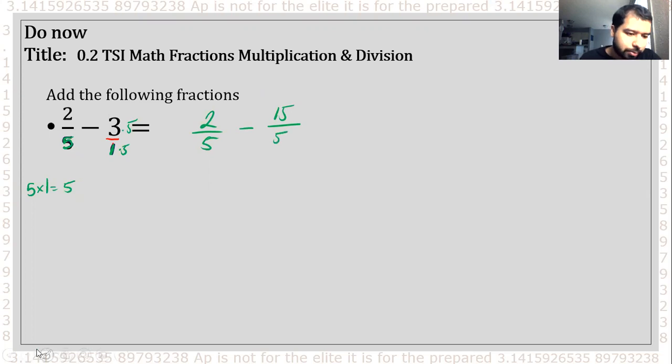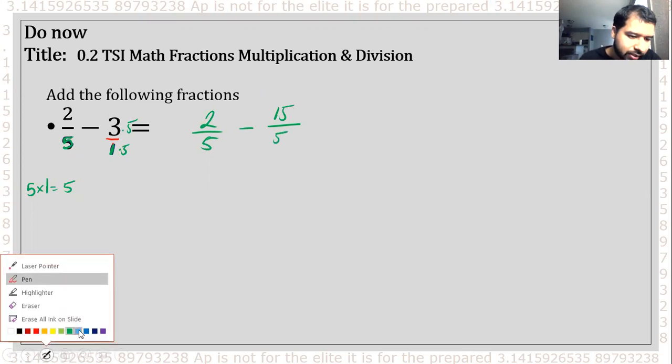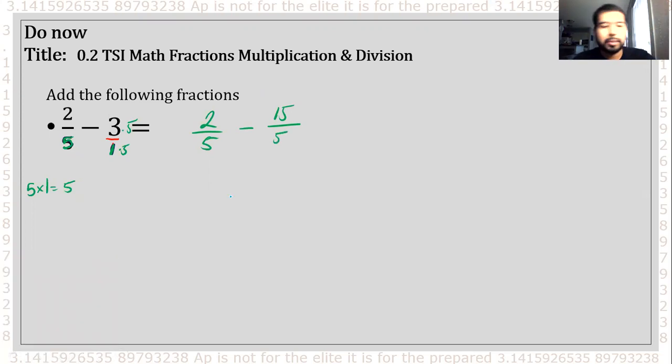Okay, so now that they have the same denominators, I can go ahead and subtract like I normally would. So 2 minus 15, well, that's actually going to be a negative, right? Negative 13 divided by 5, because the 15 was way larger than the positive 2.